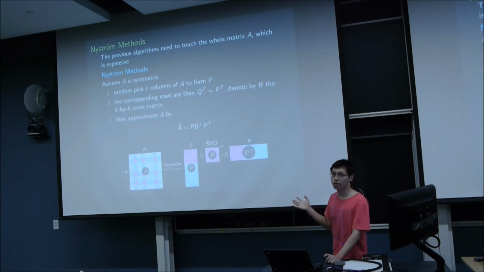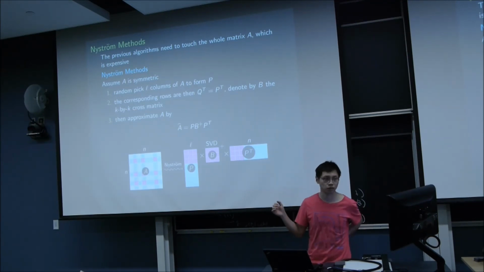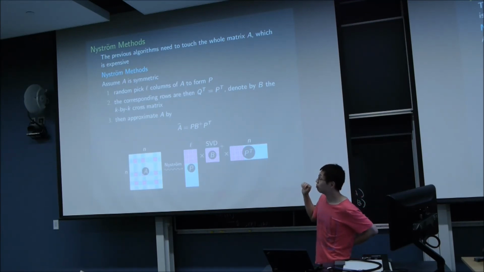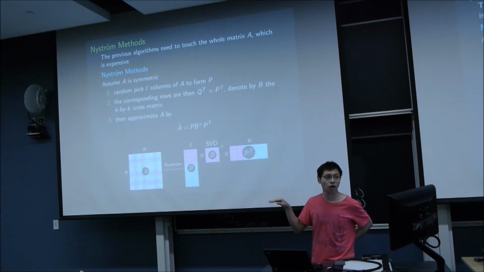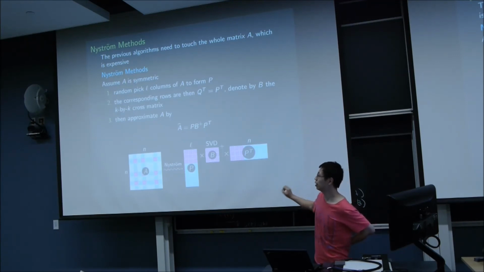So the basic idea is that we do not need the whole A here. We just randomly sample some columns of A. So here's the Nystrom method. Assume A is symmetric. It's okay if A is not symmetric, but it makes things simple here. So we just randomly pick L columns of A to get a P here. And because A is symmetric, we get the corresponding L rows here, and we get a small cross matrix B here.